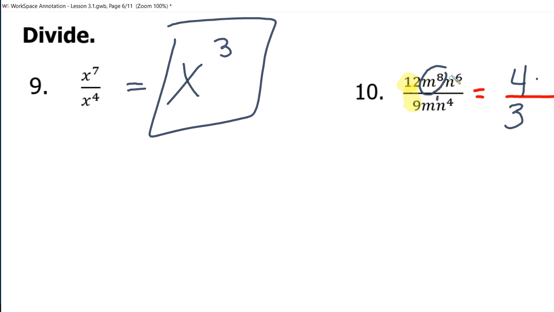Then look at the n's. Where's the bigger exponent, top or bottom? Top. So m and n both need to go in the top. Now when we're dividing, what do we do with the exponents? Subtract. So when I subtract, what is 8 minus 1? So that needs to be m to the 7th. And for the n's, what is 6 minus 4? So that needs to be n squared. So when you're dividing, subtract the exponents.